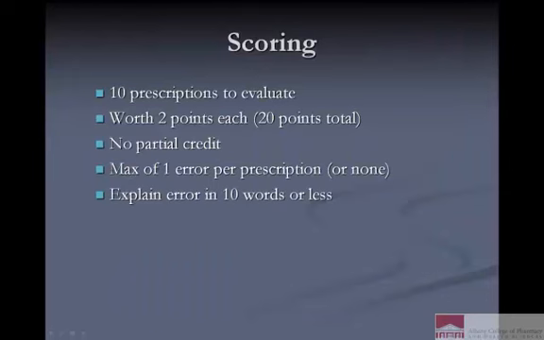You will receive 10 prescription errors and omissions to evaluate. Each error and omission is worth 2 points for a total of 20 points. There is no partial credit. There is a maximum of 1 error per prescription or none. Explain any errors you find in 10 words or less.